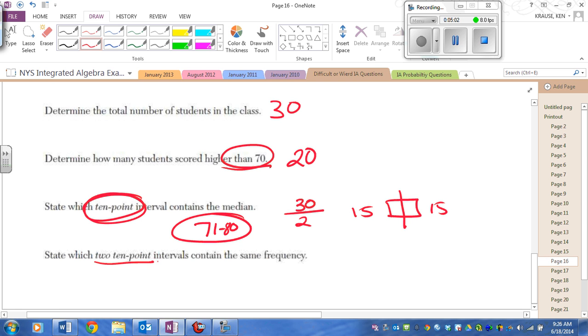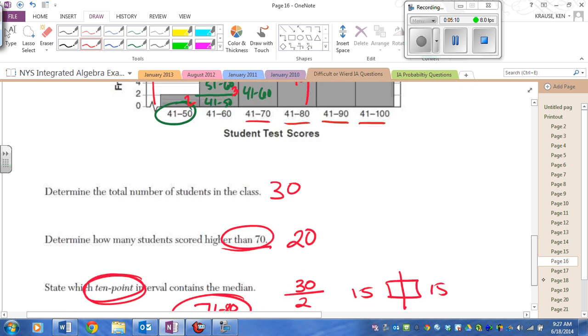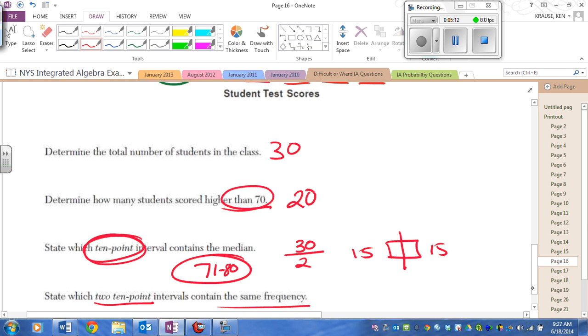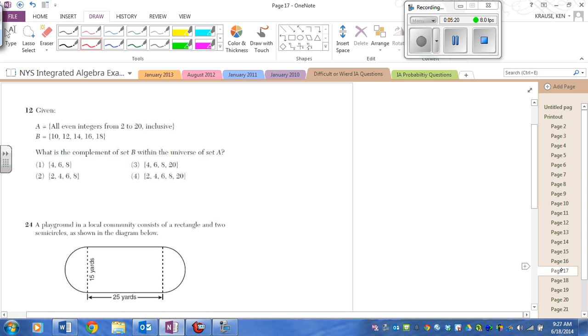And which two 10-point intervals will contain the same frequency? Oh, so now we've got to look at this. These have 6 and these have 6. So here's the two: 81 to 90 and 91 to 100. Okay, on the next page.